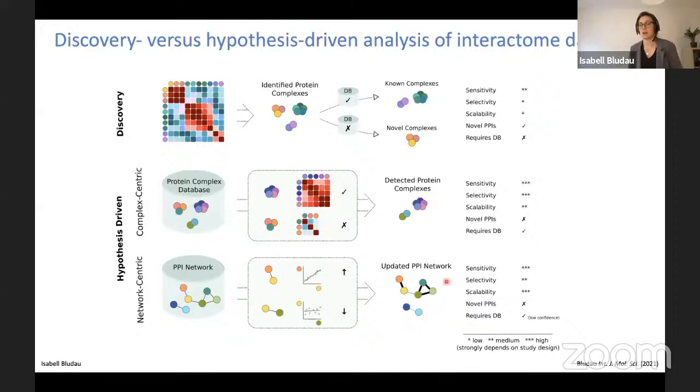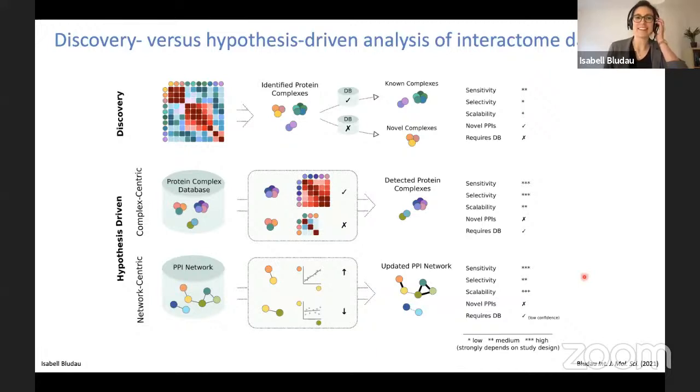This approach has the benefit that it requires less strict and less well-defined prior knowledge than the complex-centric approach. And it is very scalable across a large number of conditions because not all of the interaction partners always need to be identified in all samples. This is a fairly new approach that has recently been published by my former colleague, George Rosenberger, in the SECA tool.